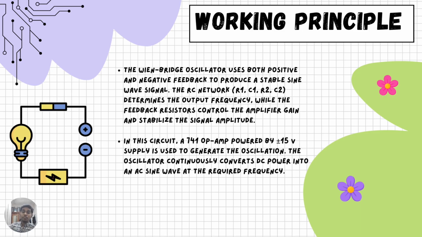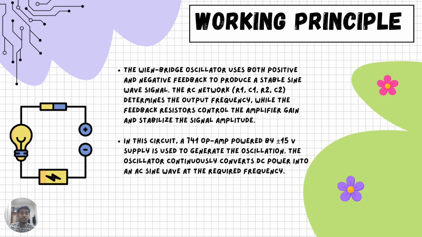It used both positive and negative feedback to generate a stable sine wave signal. The positive feedback helps to start and maintain the oscillation, while the negative feedback stabilizes the output amplitude and reduces the distortion. The second one is the RC frequency network, which we're going to see later, and also the op amp. Here we are using the 741 IC.